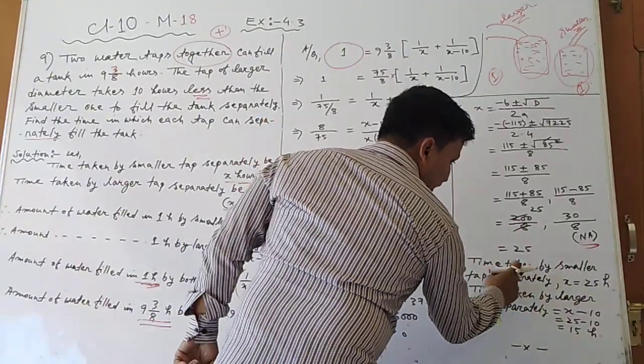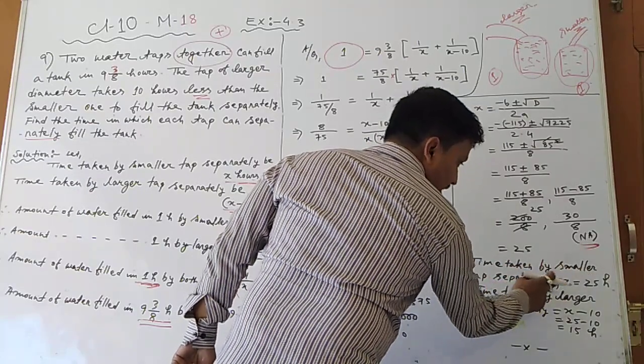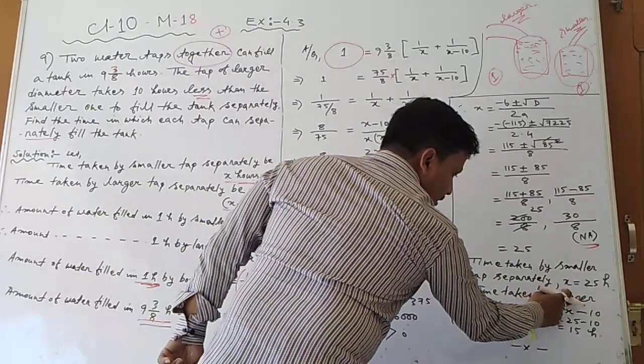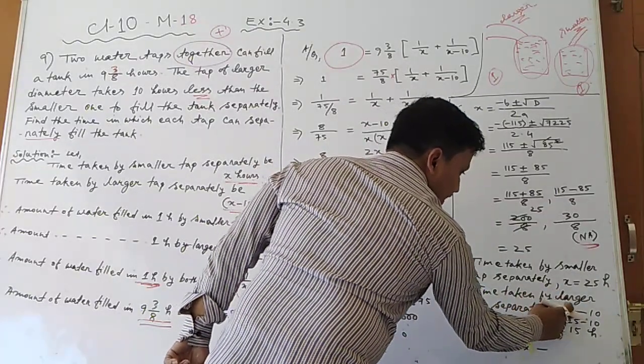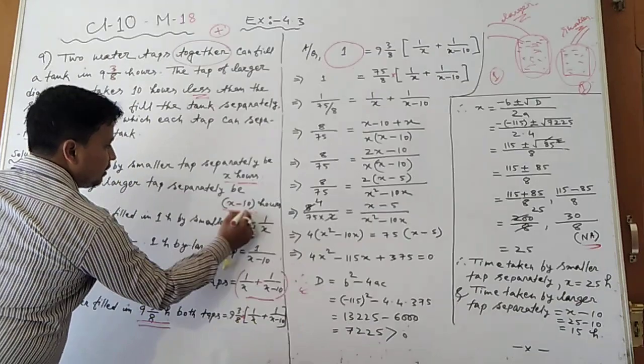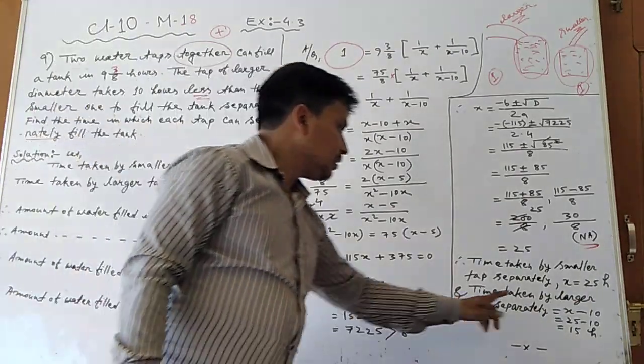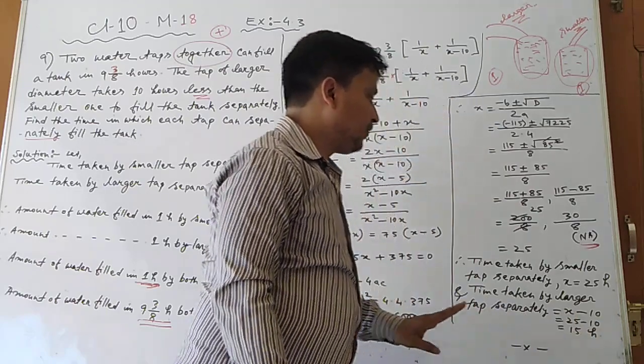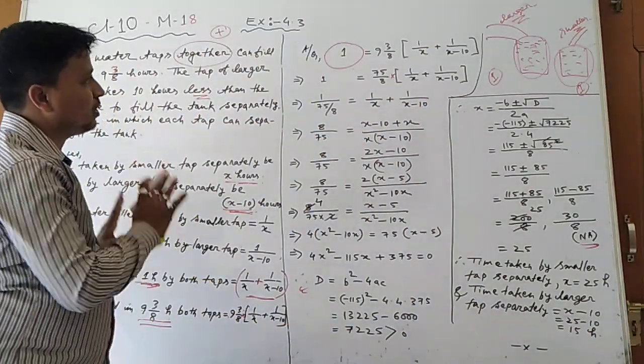So the time taken by the smaller tap separately is 25 hours. And the time taken by the larger tap separately is x minus 10. Already we have declared it like this, x minus 10 hours. So x value 25 put, 25 minus 10 equal to 15 hours.